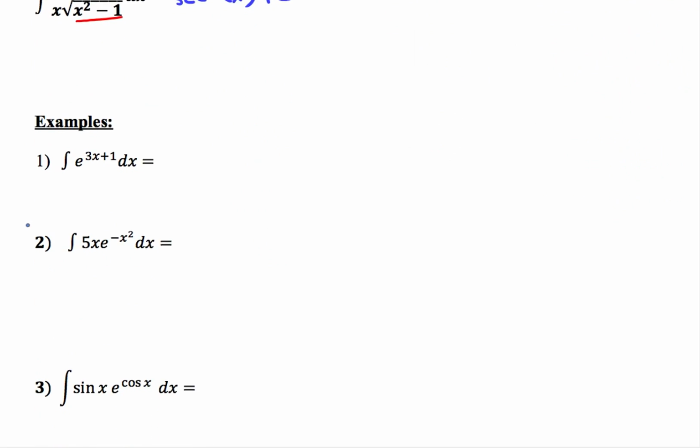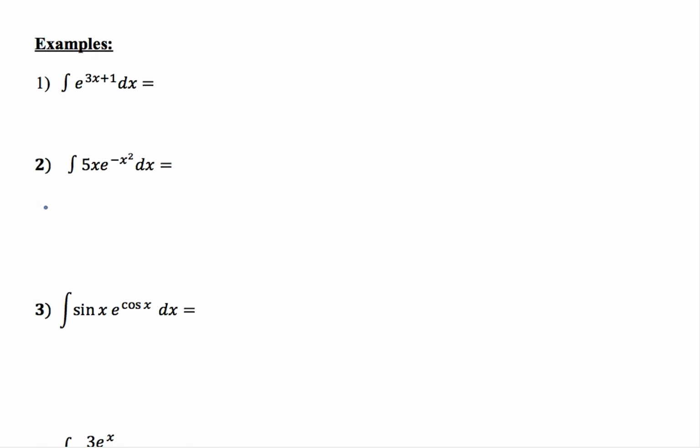Alright, let's do some basic examples, at least with our new exponential integration rules, and we should be set. So this is one that I'd like to do with the Zen method. I'm going to think about u, or my inside function, being 3x plus 1, and if I took a derivative, I'd have the chain rule, which would tell me times 3, so for my antiderivative, I'm going to have to undo that times 3 by dividing by 3.